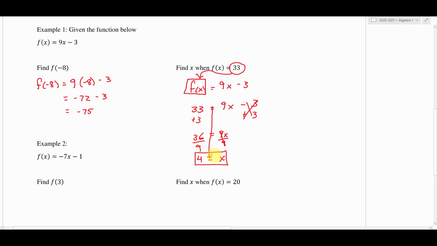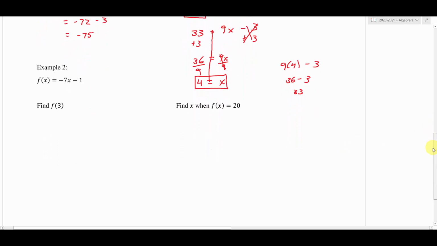So this would be the input that gets me a 33 out, and I'm going to test it real quick. I want to make sure that it works. So I'm going to do 9 times 4 minus 3, because our function was 9 times x, so I'm going to put the 4 in. 9 times 4 is 36. 36 minus 3 is 33. So it works. All right, let's do one more.